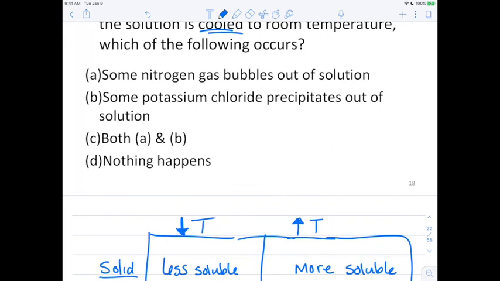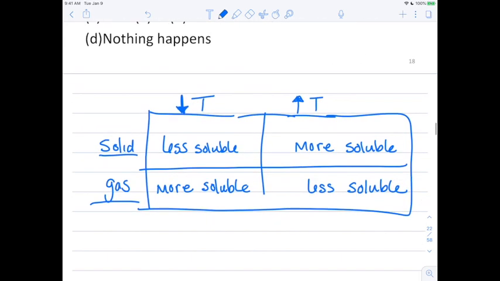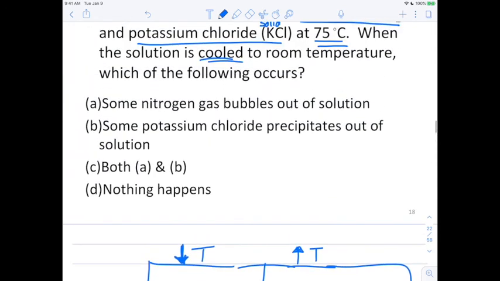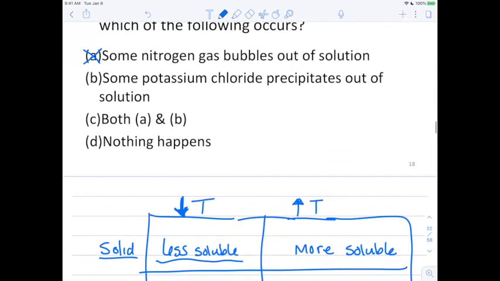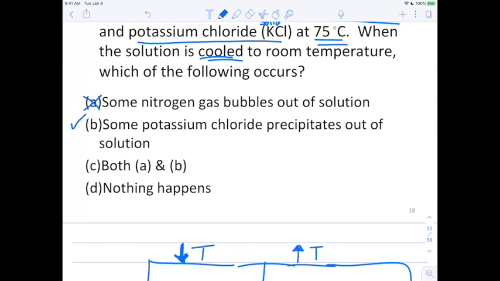It says some nitrogen bubbles out of solution. If we dropped our temperature, the gas would be more soluble, so it doesn't make sense for some to come out of solution. So I'm going to say that A does not occur. Next up, some potassium chloride precipitates out of solution. Well, if we drop the temperature and it's now less soluble, that would make sense for some solid to start coming out of solution. C says they both happen, and D says neither one of them happen. So it does look like our popular answer of B is correct.